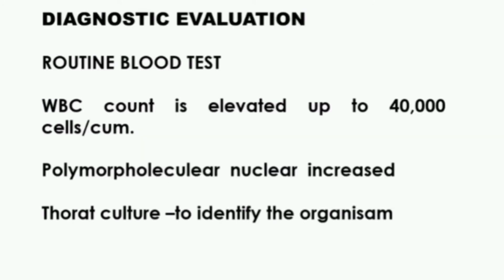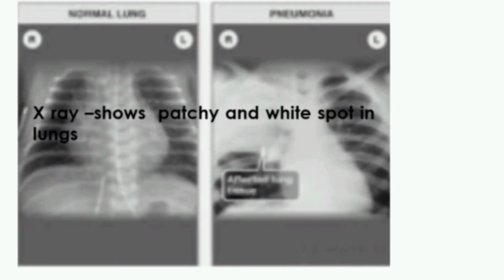Okay, let us see the diagnostic evaluation of pneumonia. First of all, routinely do a complete blood test. In the complete blood test, the WBC level will be increased due to the infection, and there will also be increased polymorphonuclear cells. Then an X-ray is taken. The X-ray will show a patchy appearance or patchy white spots that indicate pneumonia. We can also take a throat culture to identify the organism and treat accordingly.